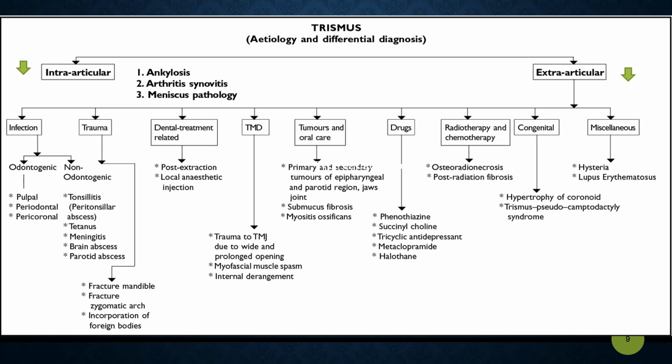Now coming to the extra-articular factors, that is, the factors which are present outside the joint. These can be further divided as infection, which could be odontogenic or non-odontogenic in origin, trauma, dental treatment related, TMDs, that is temporomandibular joint disorders, tumors, drug related, radiotherapy and chemotherapy, congenital, and miscellaneous factors. Now let's look at each factor in detail.